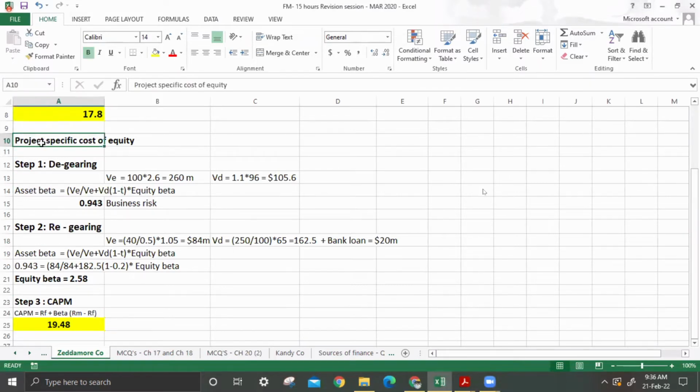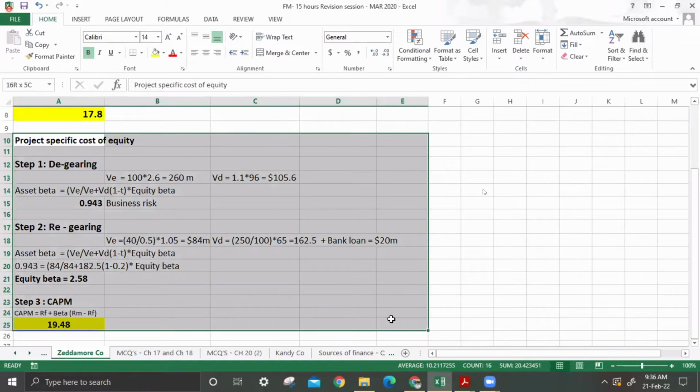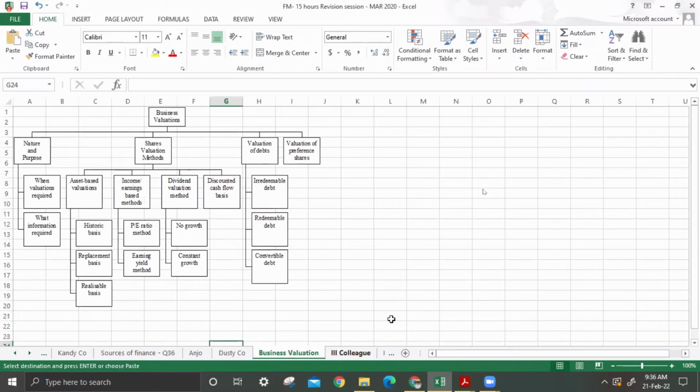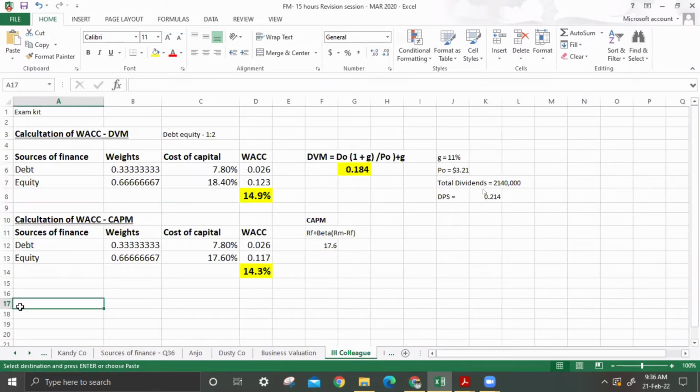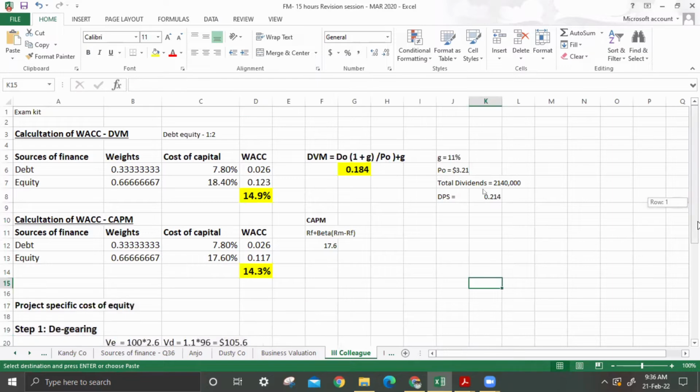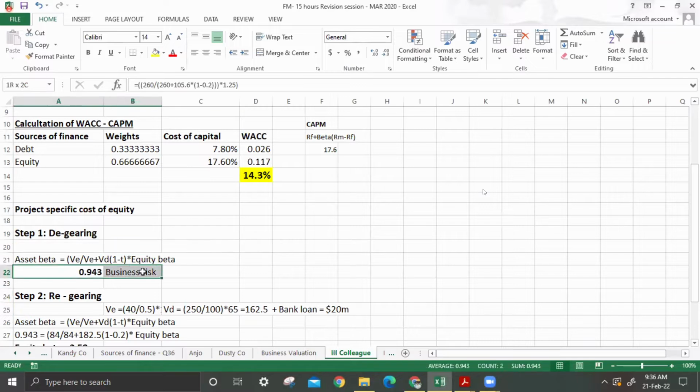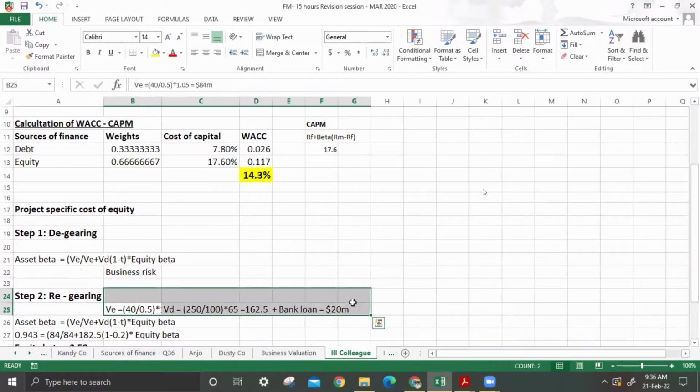So can I take this format also? Because I want to save time. So what I'm going to do is I'm going to take this format here. So first step is degearing or ungearing. So the formula is given to you already. What should you do? You have to calculate the business risk. Do it.